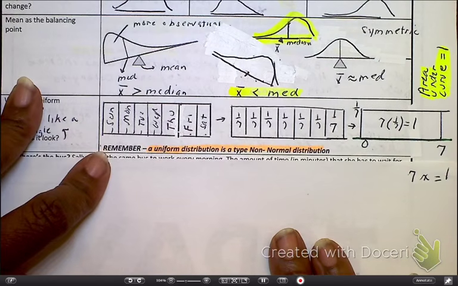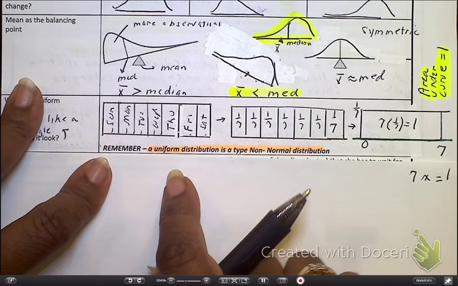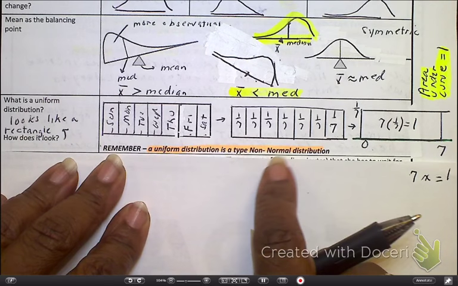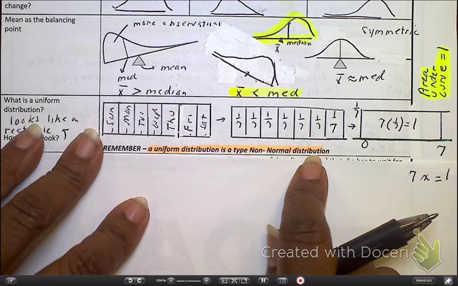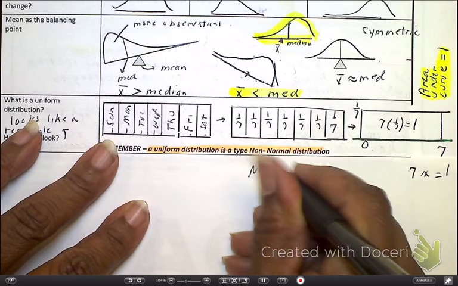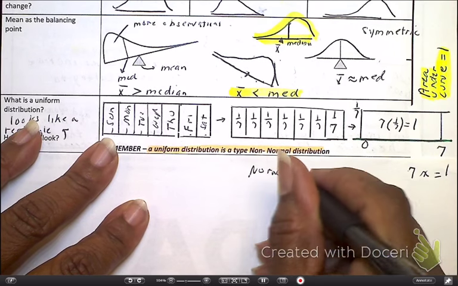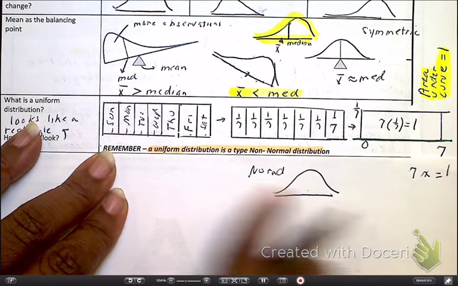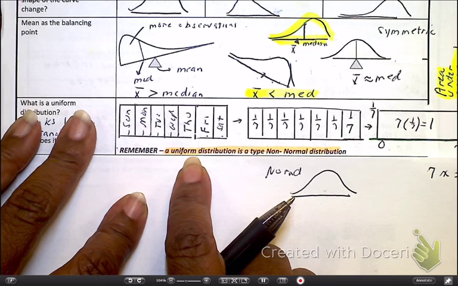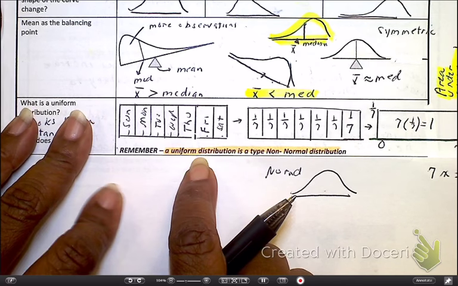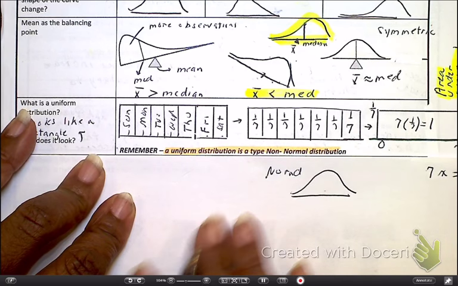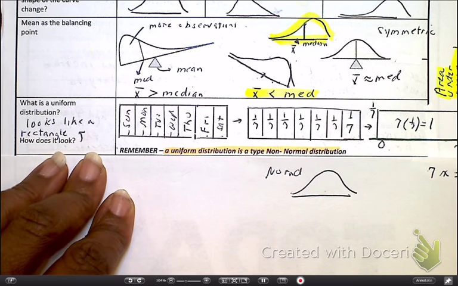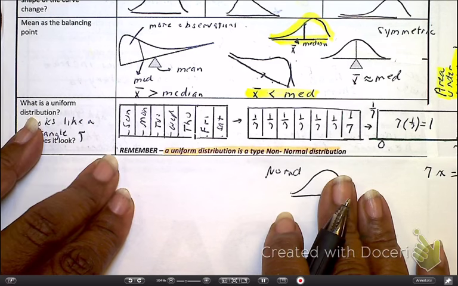Something that's really important before we jump into our examples is the idea here: a uniform distribution is a type of non-normal distribution. So first of all, a normal distribution is a bell curve. That's a normal distribution. So a non-normal is a uniform distribution. We're going to have a lot of different skews.